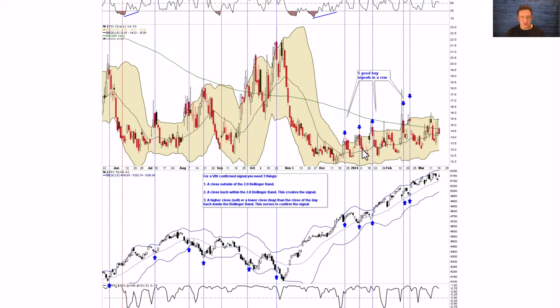All right, moving on. Let's look at a couple indicators. Here's the VIX. Nothing new on the VIX, basically in the middle here. You can see all the VIX Bollinger Band buy signals that generated since December. They all played out nicely.